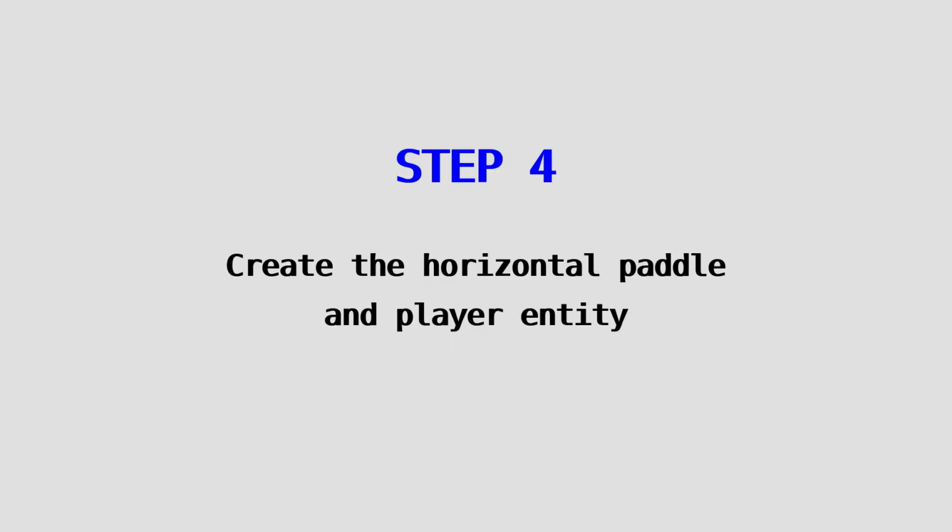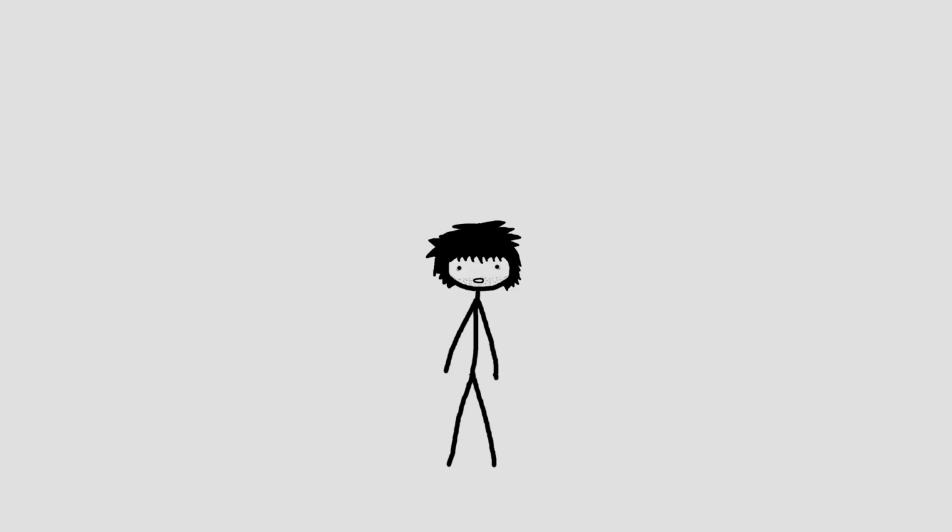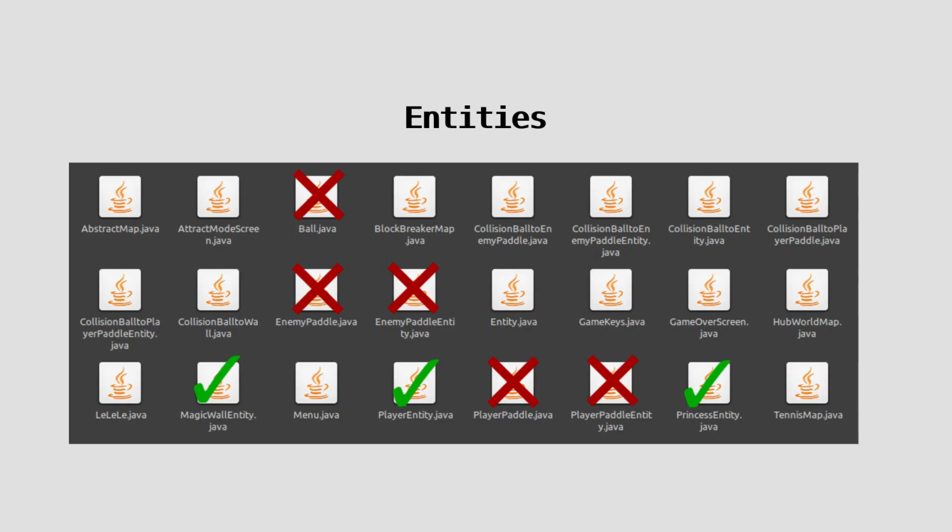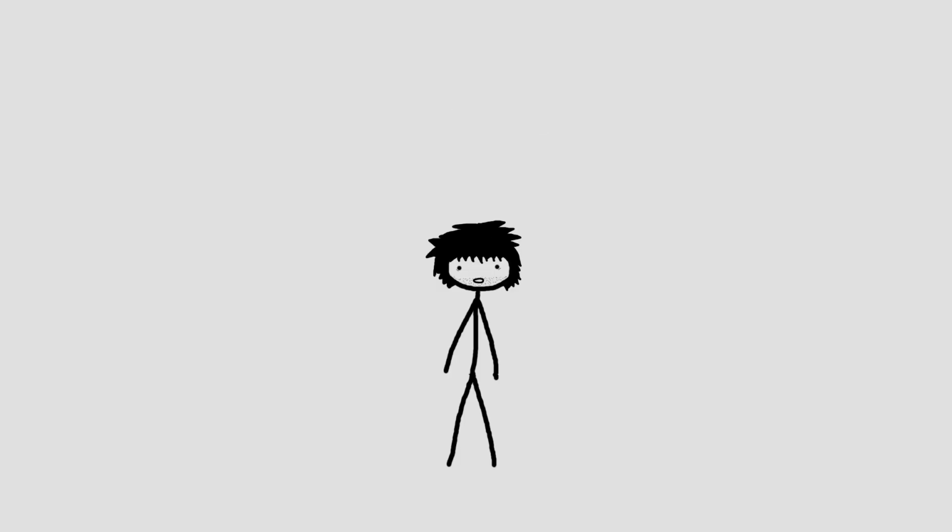Step 4. Create the horizontal paddle and player entity. The thing about the player and the paddle is it doesn't feel quite right if I extend them to the abstract entity class, because the paddles and entities in the tennis level are also still not real entities, in a sense. So we're just gonna make a generic paddle class and entity class for now. And then, in the next episode, we'll make them all extend the abstract entity class. This will make the code simpler and satisfy my autism both at the same time.